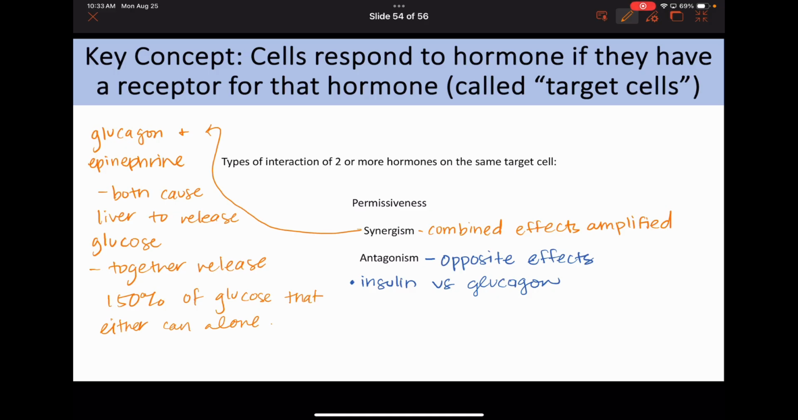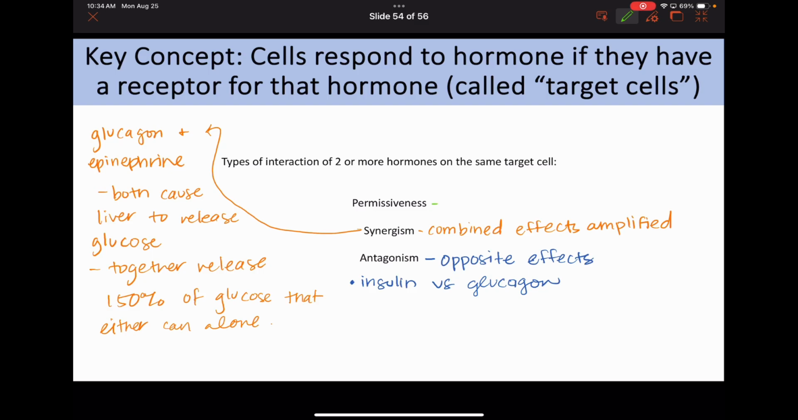So make sure, that's where flashcards might be good, or Quizlets, interactions, 1, 2, 3, stimuli, 1, 2, 3, so that you don't get those two mixed up, because a lot of people do get those two concepts mixed up. Everyone okay with antagonism and synergism? Okay. Last one is permissiveness.